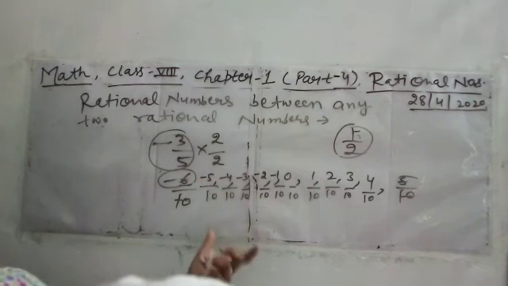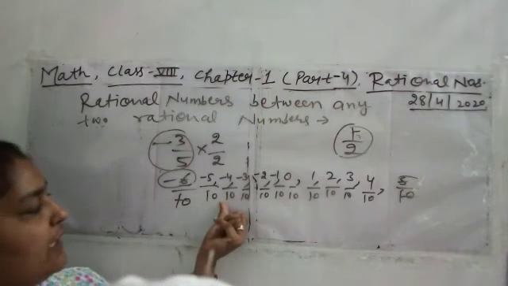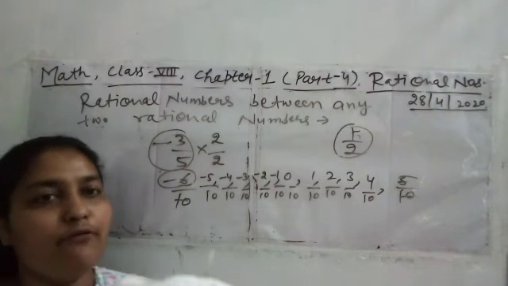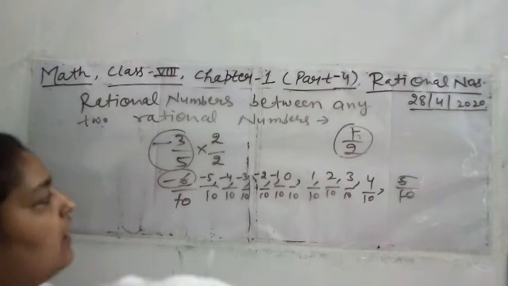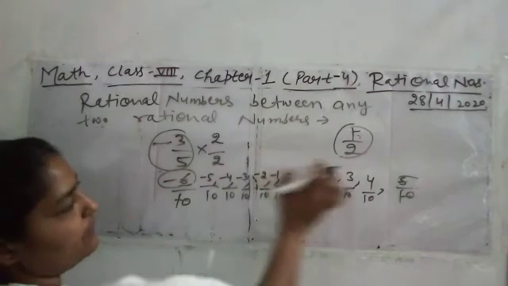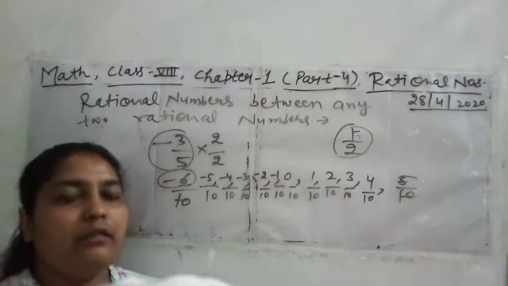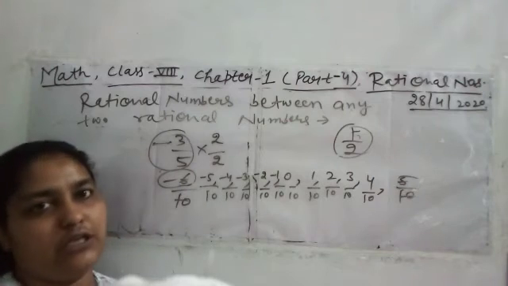Now how will you solve this one? Now you have made the common multiple 10. Then you have to make the common multiple any greater number, meaning greater than 10. If this common multiple of 5 and 2 is greater, that many more rational numbers will increase in between these two rational numbers.